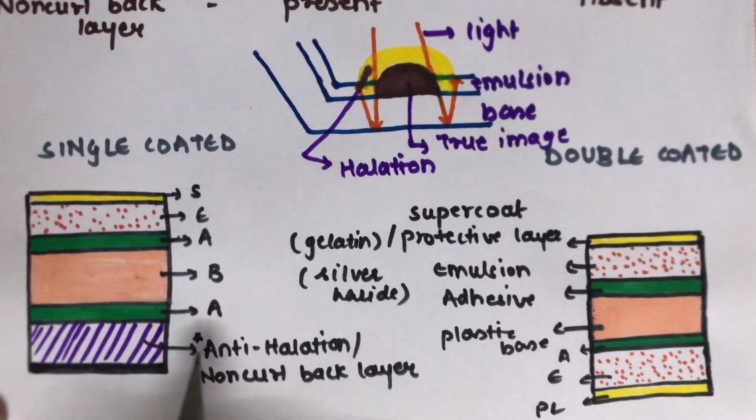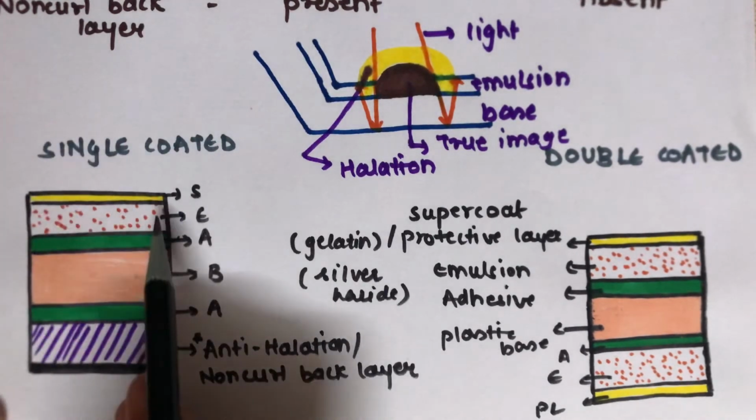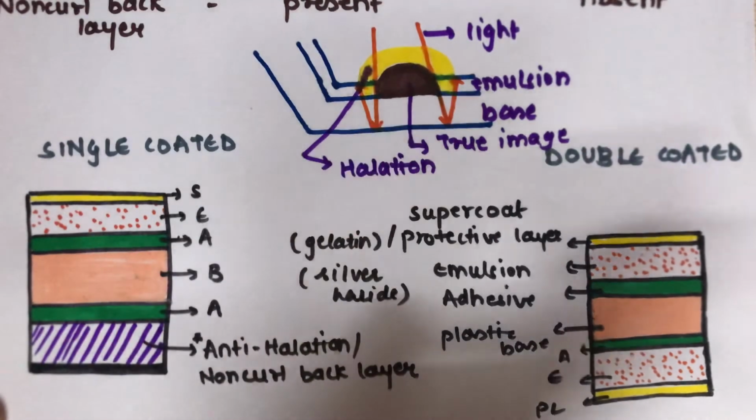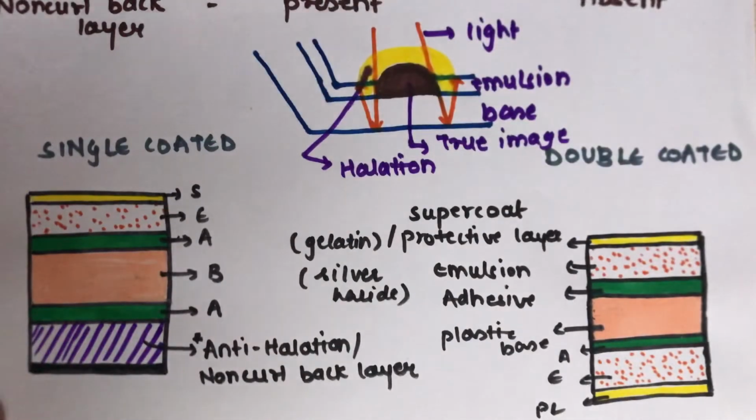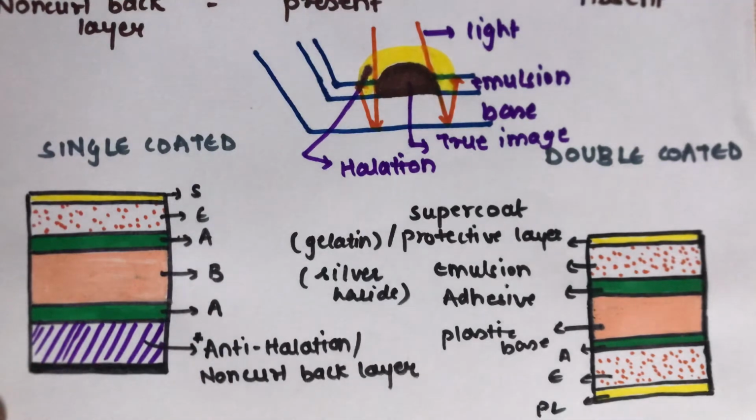Now this is the non-curl back layer, and you can find this only in single ended emulsion films. As the emulsion swells during the processing of the films, because of that swelling the film tends to curl. To prevent that you have this non-curl back layer. This is prevented by adding a gelatin layer on the opposite side of the emulsion. So this is nothing but a non-curl back layer.